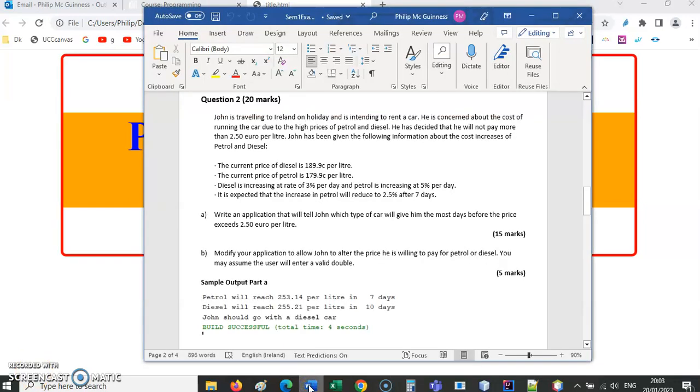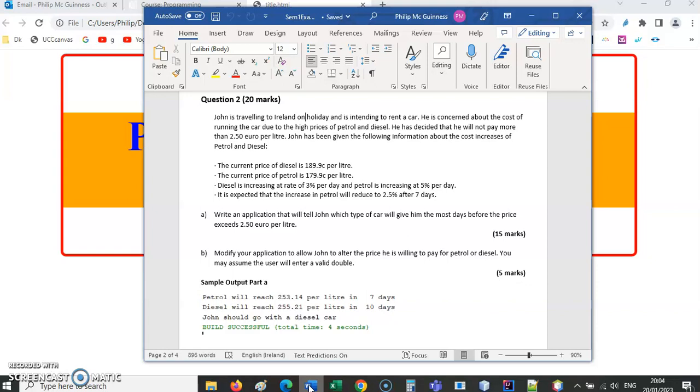Okay, question two. Somebody wants to rent a car, and it depends on what's the most economical car to run in terms of cost, and that essentially boils down to the cost per litre of diesel and petrol. So you're given the current prices. You're told how quickly diesel and petrol prices are increasing per day. These are somewhat apocalyptic percentage increases, but really the purpose of the question is just to get you familiar with using a loop.